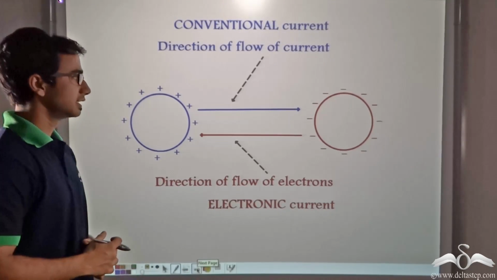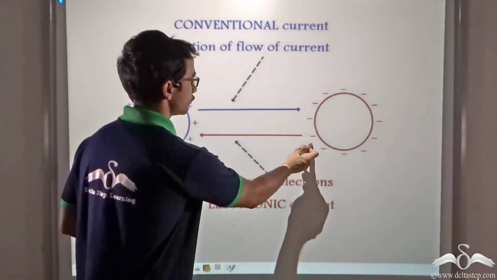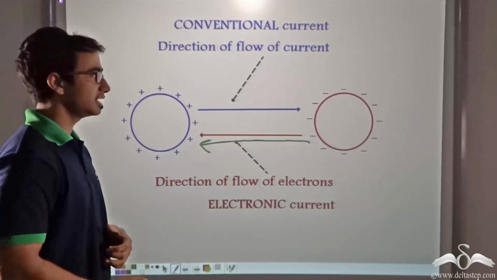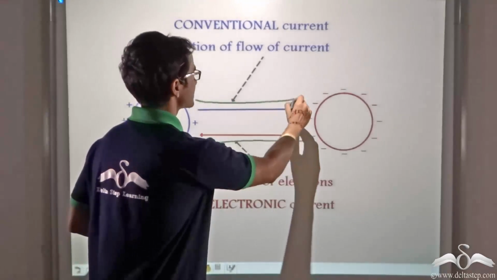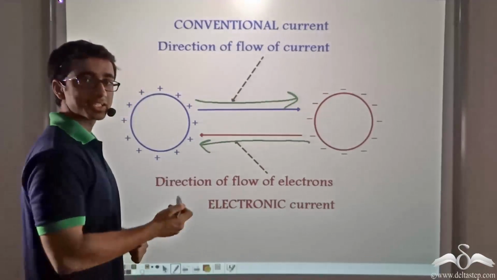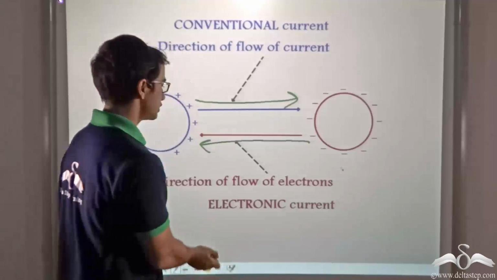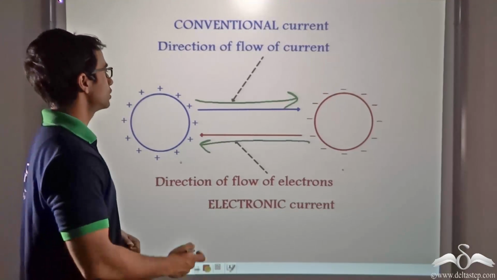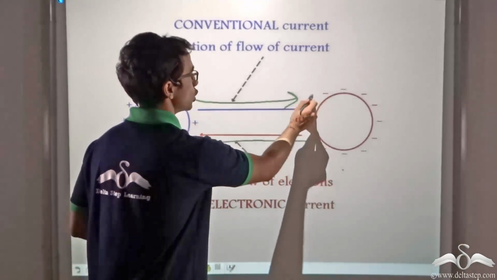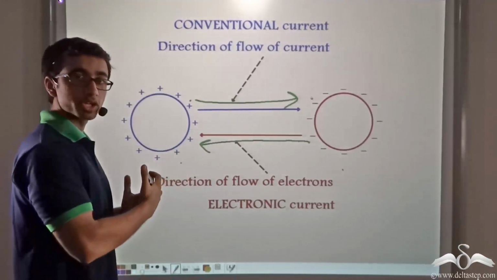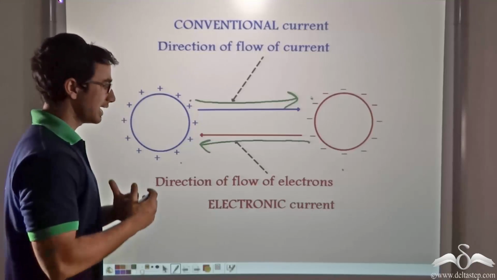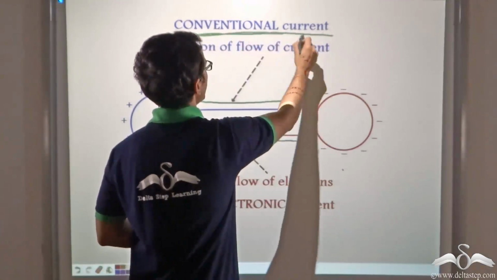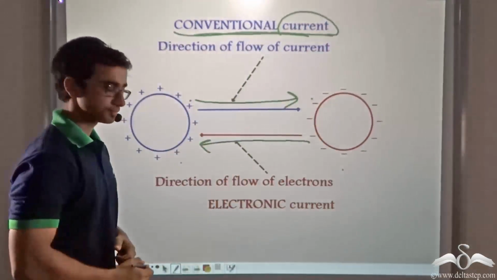It was finally considered that even though the flow of electrons is in this direction, the direction of flow of conventional current is the exact opposite, that is, in this direction. So electrons are flowing from a low potential to high potential, and current, in keeping with the earlier convention, flowed from high potential to low potential. That is, from the positively charged body to the negatively charged body. And this was known as the flow of conventional current, or simply current.